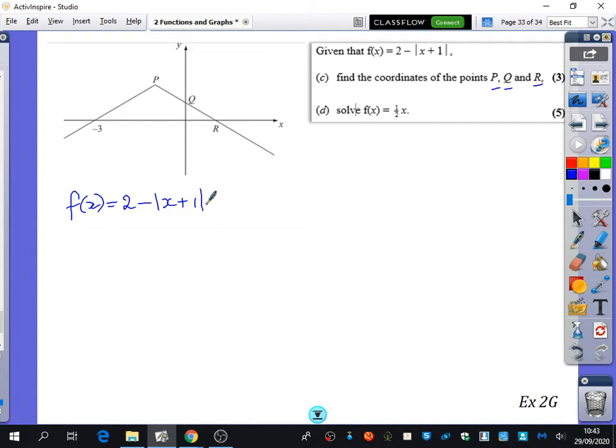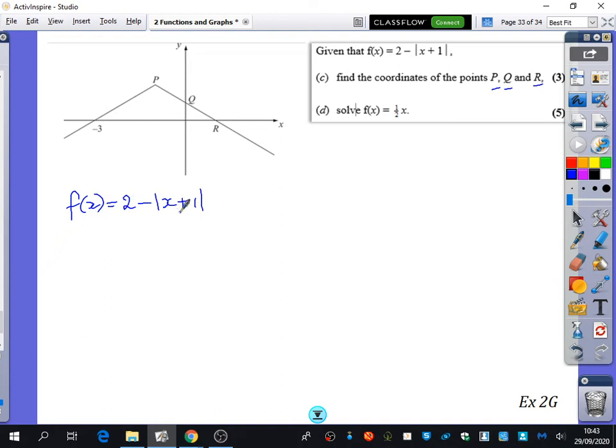When x is -1, this thing will be 0, which is the smallest this can be, because this can never be a negative number. And y would just be 2 minus 0. Y would be 2. So that's one of the ways you could think about this.